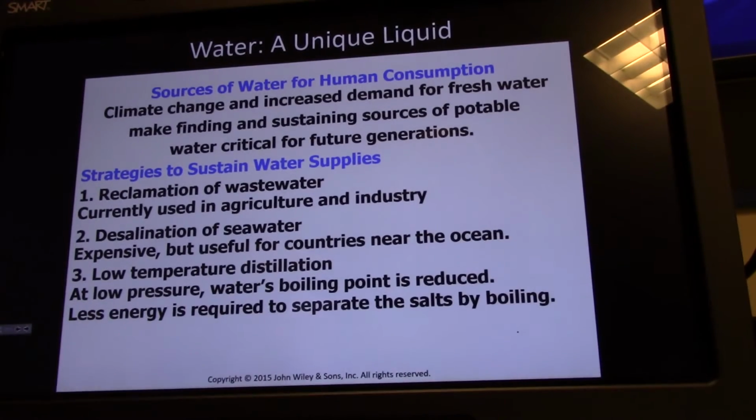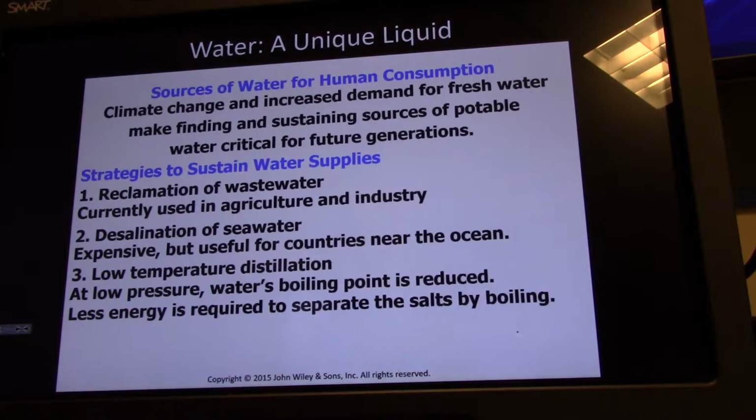Sources for human consumption. In the United States, we are very fortunate that America has a lot of water. Not every region. We do have desert regions in the Southwest that have huge water shortages sometimes. But overall, the country actually has a lot of water. Whereas water is in very short supply in a lot of places on the globe.